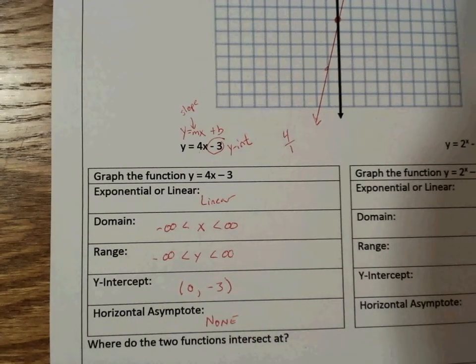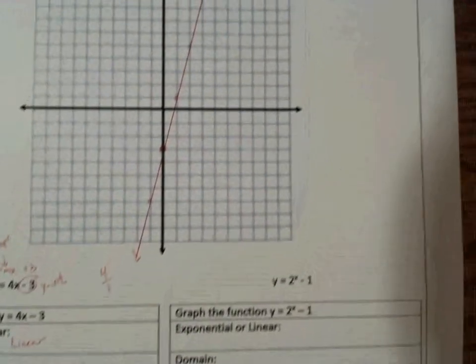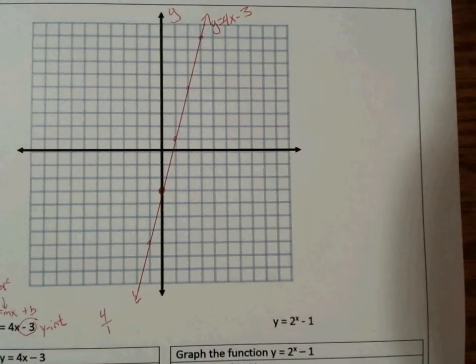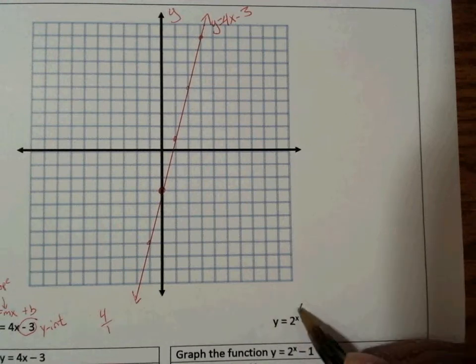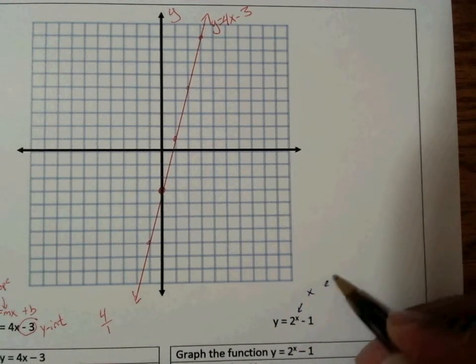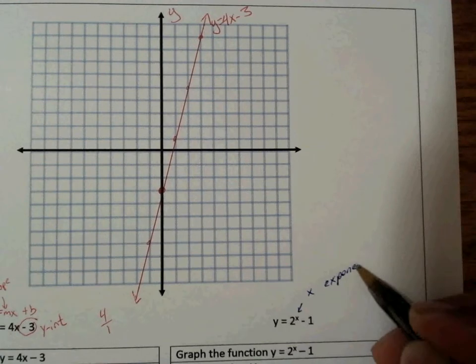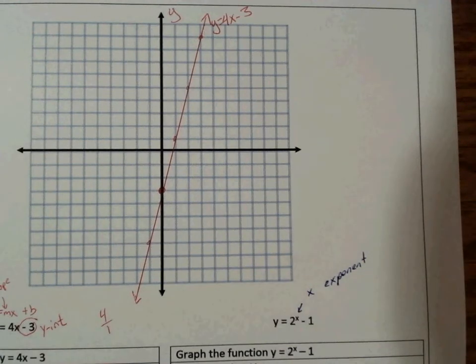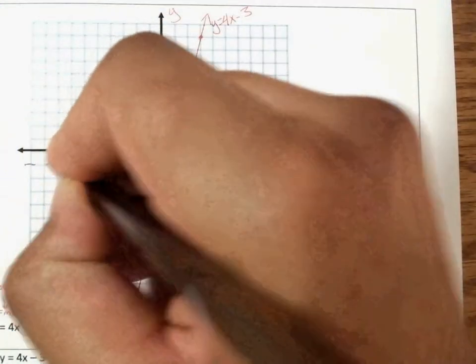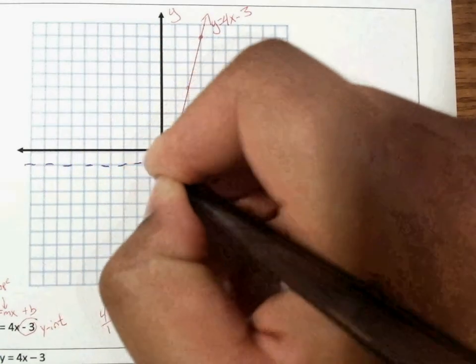So let's go on to our second one. So our second function that we're given is y is equal to 2 to the x minus 1. Now since we have an x for an exponent, we know that this is going to be an exponential function. So the first thing we want to do, we want to draw our horizontal asymptote. Remember, our horizontal asymptote is always our k, or the number after x. So we're going to have a horizontal asymptote at negative 1. So I'm going to draw my horizontal asymptote.